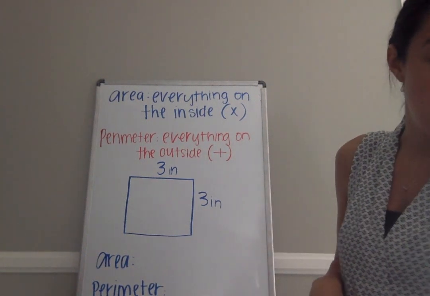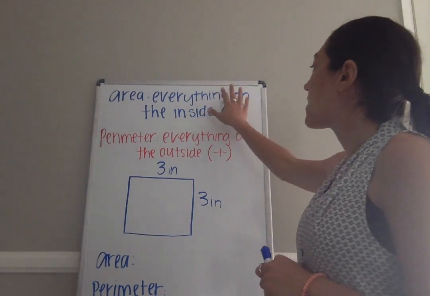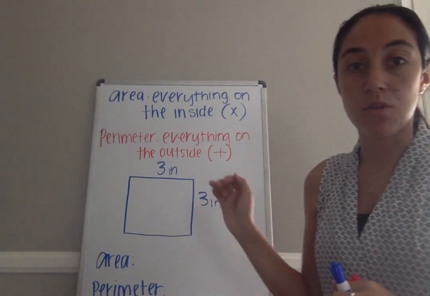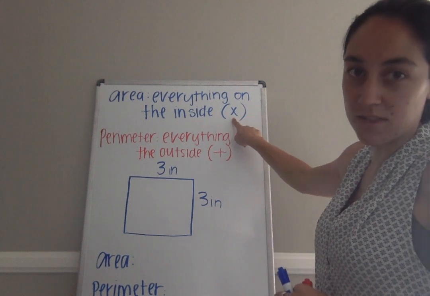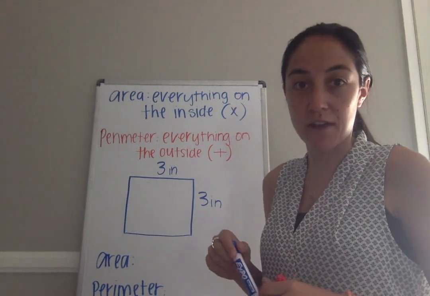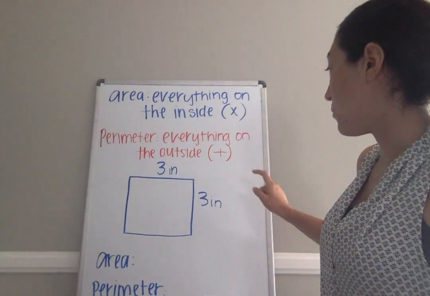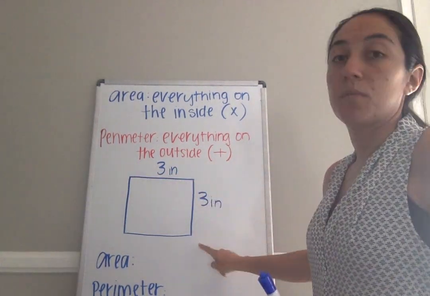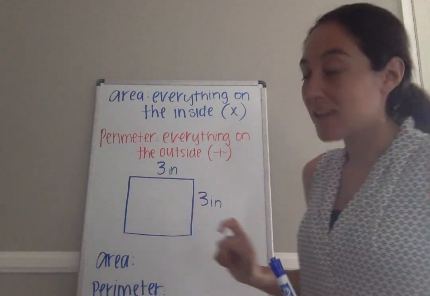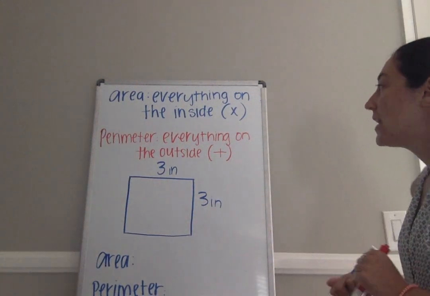Okay, let's get started. So area is everything on the inside. You most likely are always going to multiply to find your answer for area. Whereas perimeter is everything on the outside. Normally with perimeter, you always add. Actually, with perimeter, you always add.